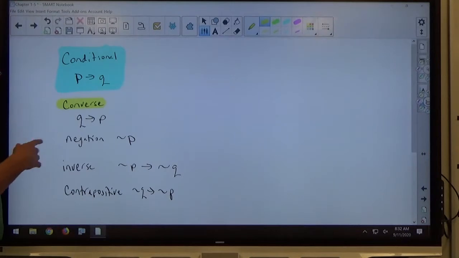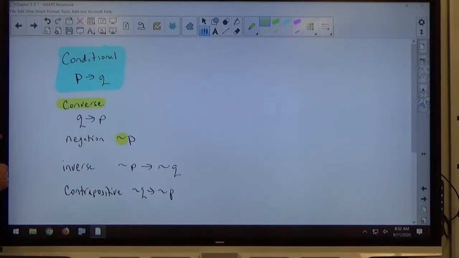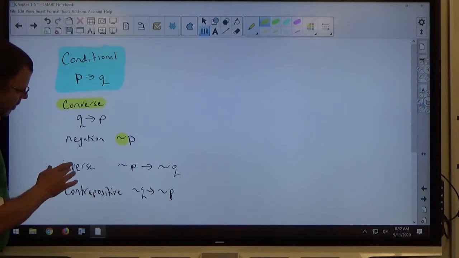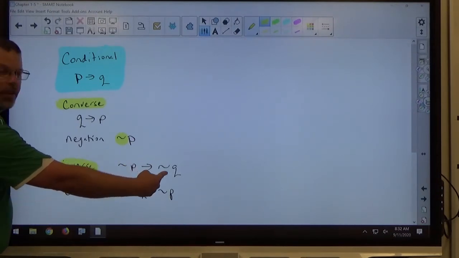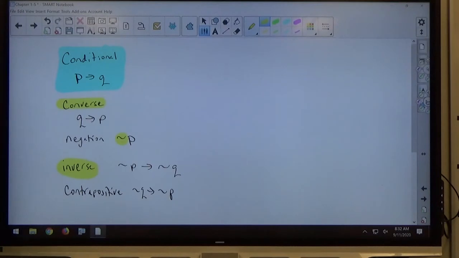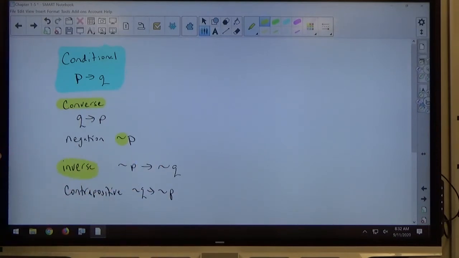The negation, this little symbol here, means that we're saying not. So if I'm doing a negation of a statement, if it rains, then not P would be if it doesn't rain. You're saying the opposite. That's the negation. The inverse of a conditional statement is not the hypothesis leads to not the conclusion. So here's what that would look like. If it rains, then I will use an umbrella. If it does not rain, then I will not use an umbrella. That's the inverse.